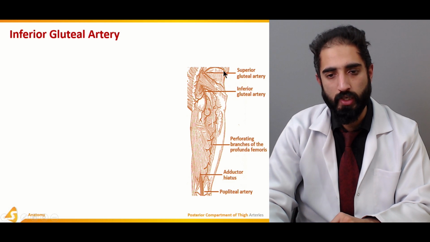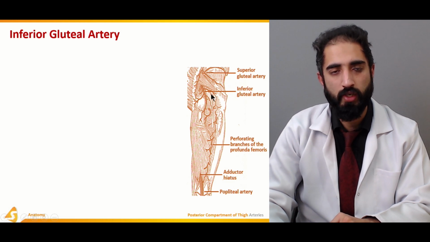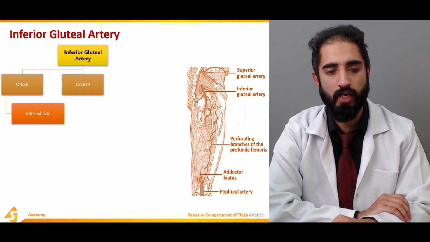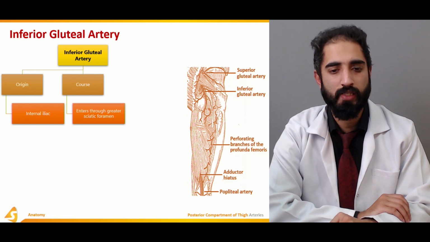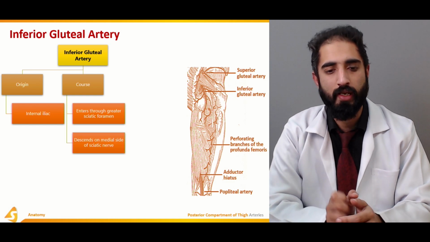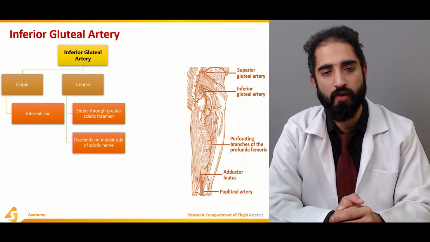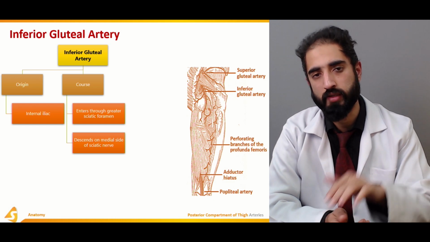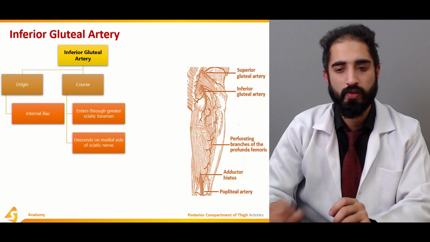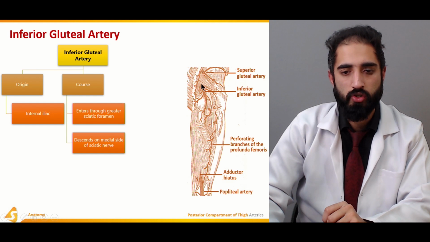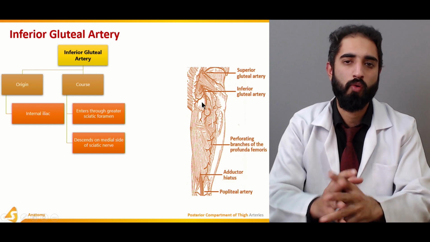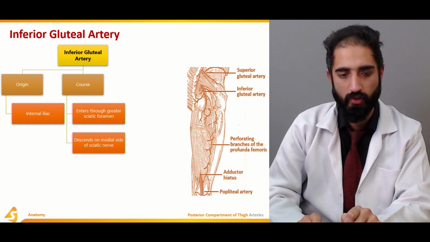So here we had the superior gluteal artery, and here we have the inferior gluteal artery. So inferior gluteal artery has the same origin, which is from the internal iliac, and talking about its course, it has the same side that it enters through the greater sciatic foramen, and it descends on the medial side of the sciatic nerve as the sciatic nerve passes beneath the piriformis and exits through the piriformis and then extends into the thigh. As you can see here, here we have the sciatic nerve, and along with the sciatic nerve we have the inferior gluteal artery which is passing along with it on the medial side of the sciatic nerve.